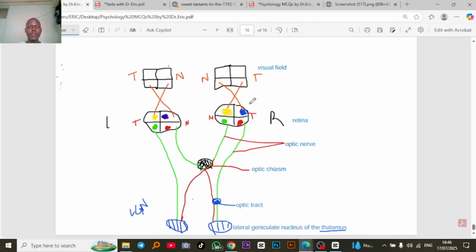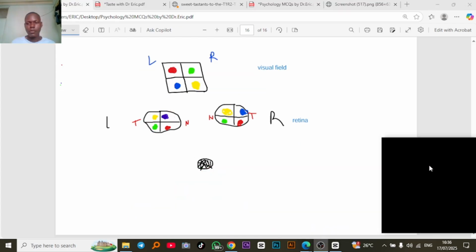So we can have this as the simplified version of it, separating the visual fields. This is the left side, this is the right side. So looking at each side, we can see that the nasal field of the visual field will be viewed on the temporal retina, whereas the temporal visual field will be viewed by the nasal retina.